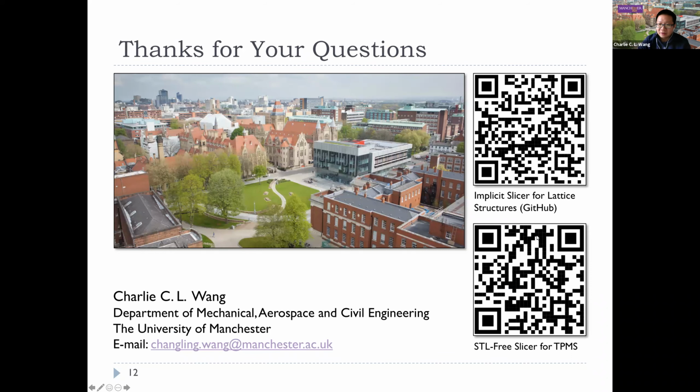And lastly, I would like to highlight that we have already made our source code available for both the implicit slicer for lattice structures and also the STL-free slicer for TPMS. The source code is available on GitHub.